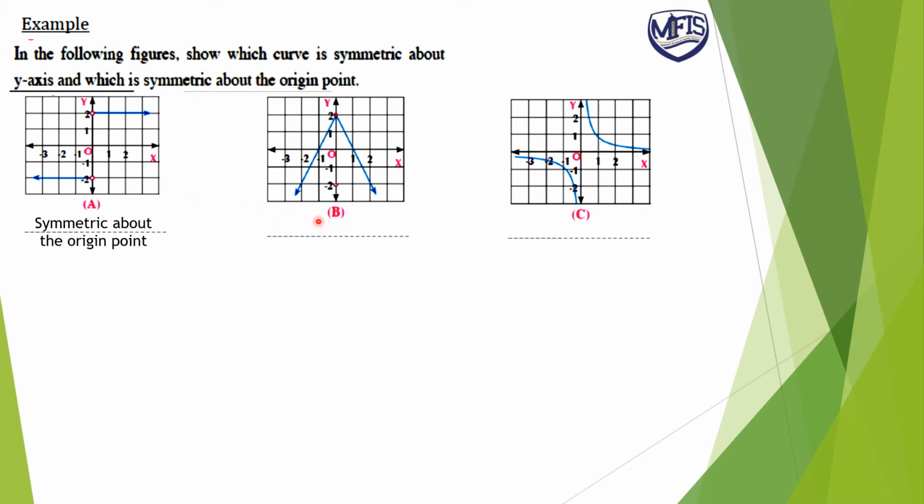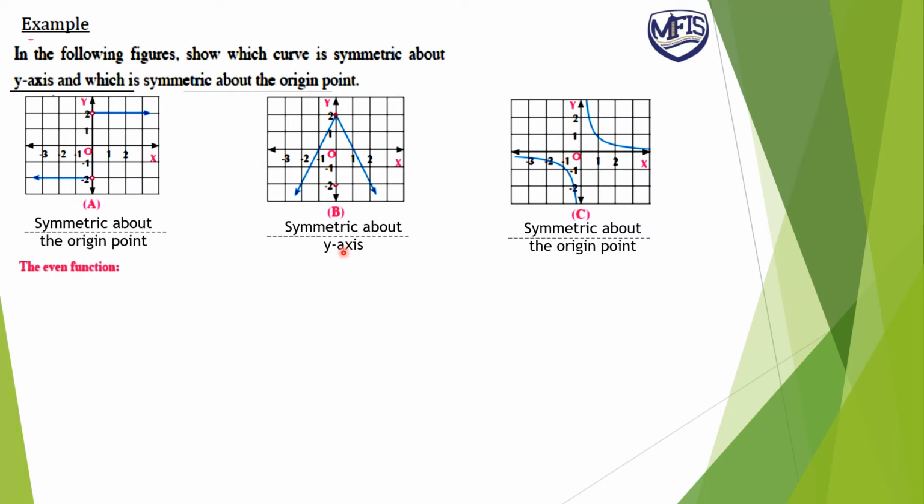B. Is this figure symmetric about the y-axis? Yes, it is symmetric about the y-axis because left equals right, at equal distance from the y-axis. Number C. Symmetric about the origin point. Why the origin point? Because the graph in the first part is symmetric about the origin point to give the graph in the third part.